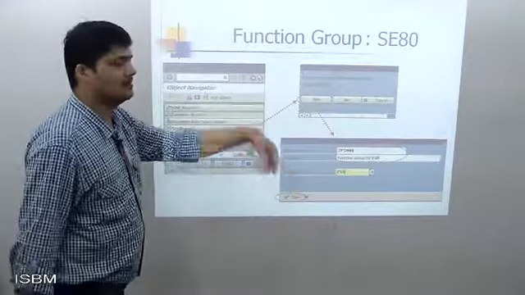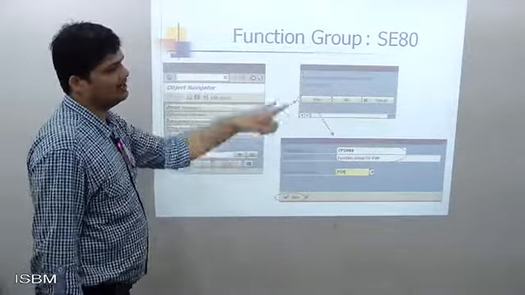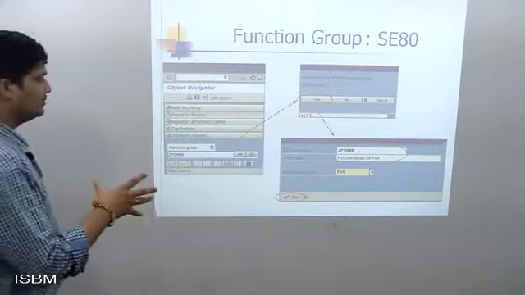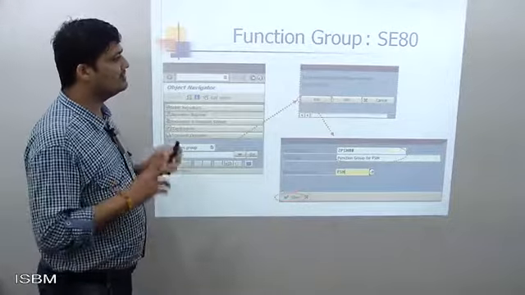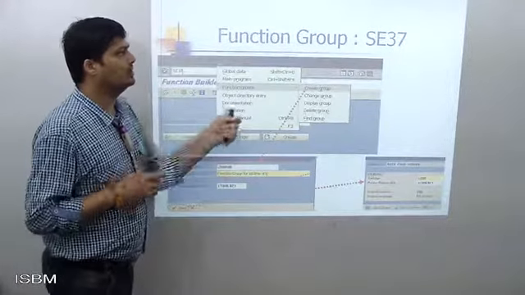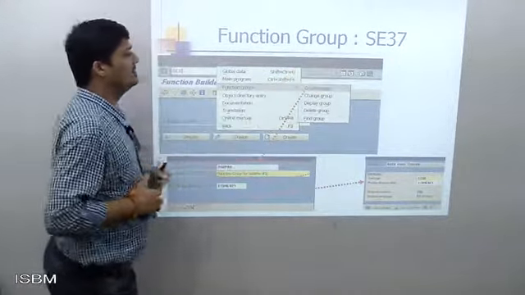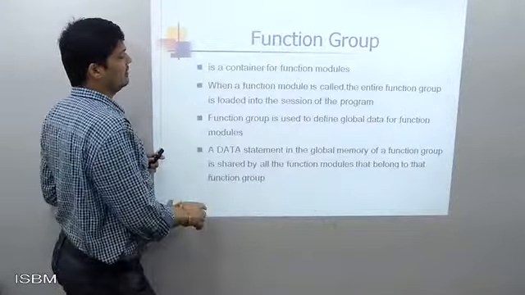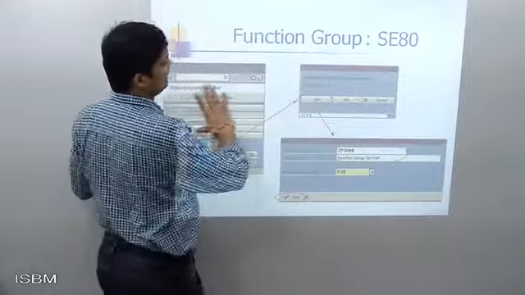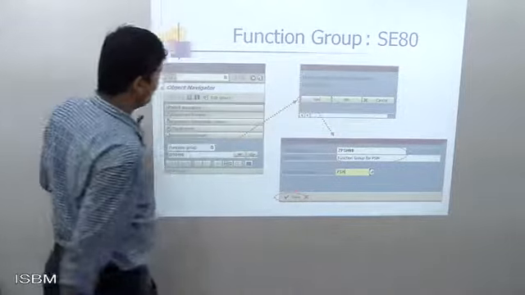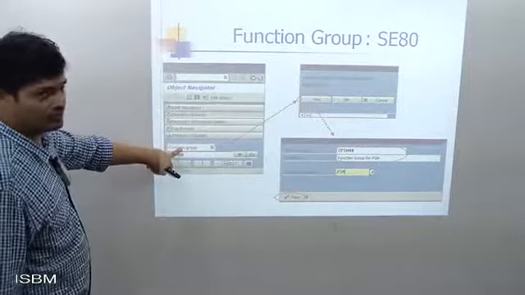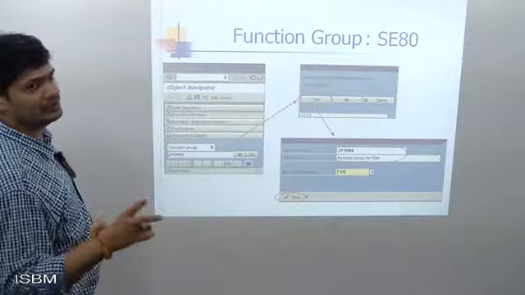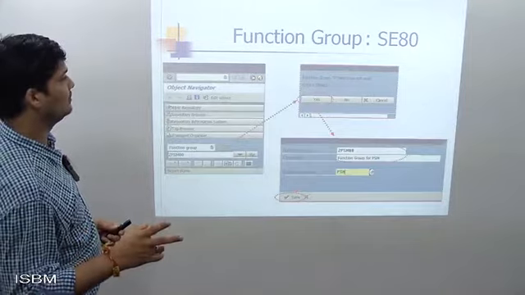After this, the package window will pop up and you need to save inside a package. So there are two ways to create your function group. Either SE37, where you need to go through Goto, or SE80, where you can create it directly. You only need to select function group over here and write your function group name. These are the two ways to create your function group.